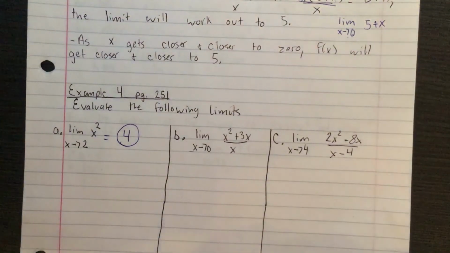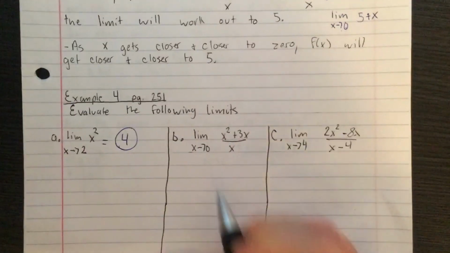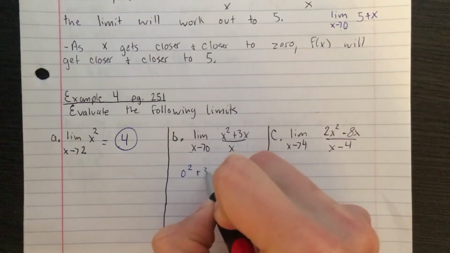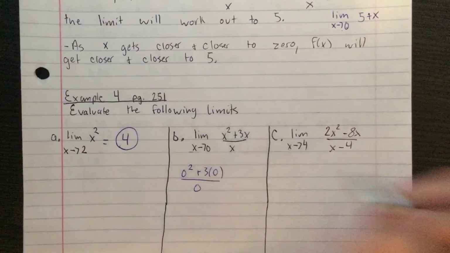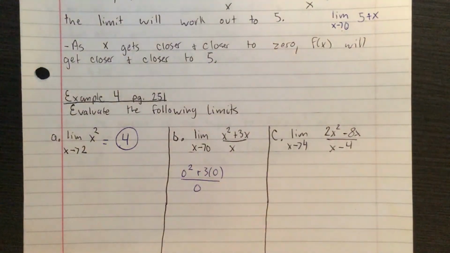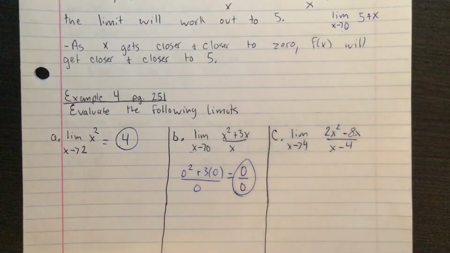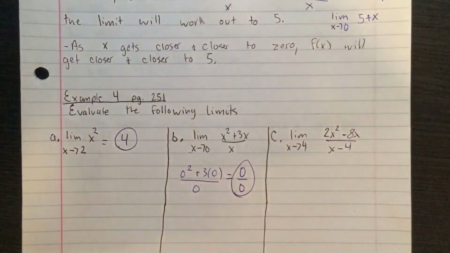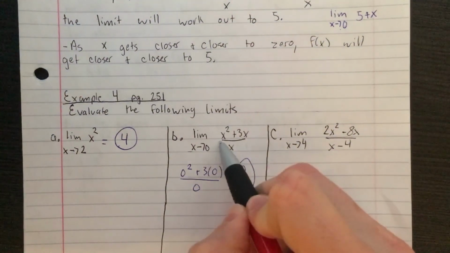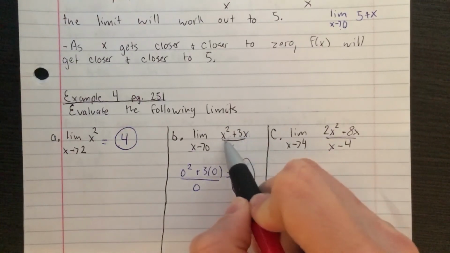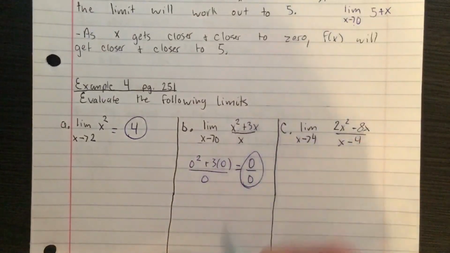So then we look at the next one here. If I substitute in the value of 0, we get 0 squared plus 3 times 0 divided by 0. That's going to be 0 divided by 0. So anytime you're dealing with this 0 divided by 0, you need to try and see if there's anything you can do to simplify this, to try and get rid of that. So if we look at the numerator here, they've both got a common factor of x. This is x squared, this is 3x, and we can factor that.